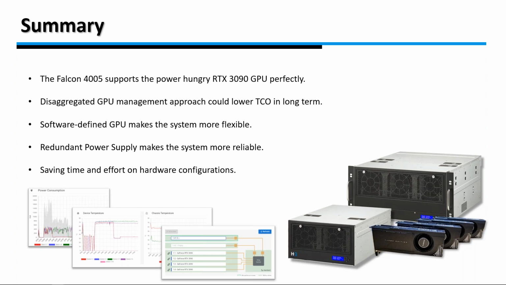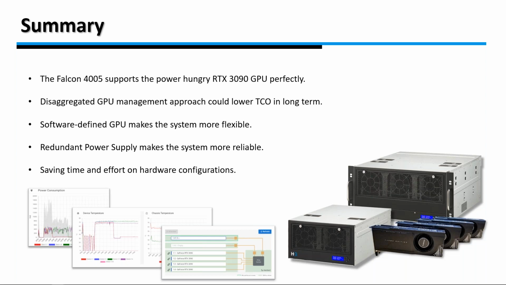Let's talk about the lower total cost of ownership. You only need to purchase the chassis and the GPU, without purchasing new CPU and memory, to save some money. In the long run, you can upgrade only the required parts to save on the total purchase and usage cost.